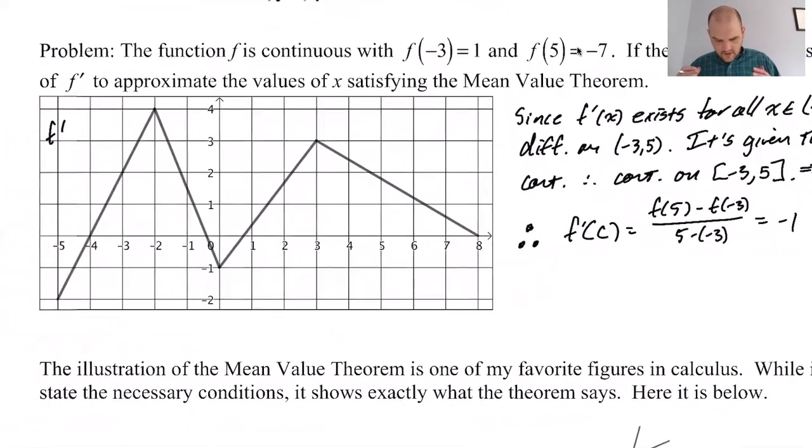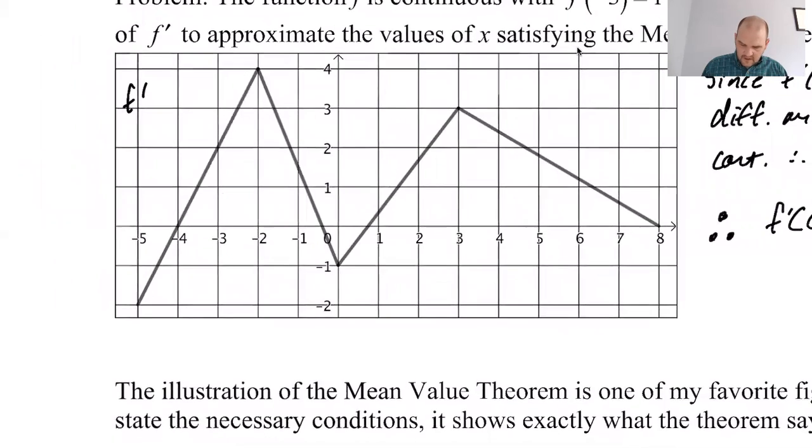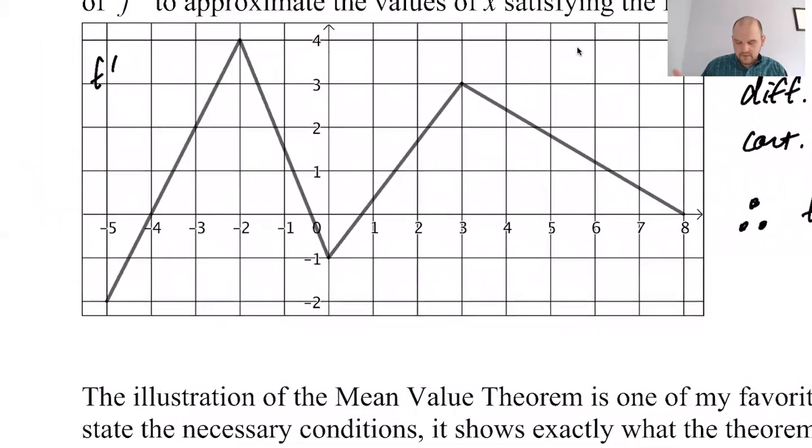The question is weird because it says approximate the value, but I'm pretty sure we can find the exact values, so I'm not sure why it says approximate, but whatever. A very good technique when you're doing these problems, we're looking for where f prime is equal to -1. Let's draw a line. It could be a solid line, it doesn't matter.